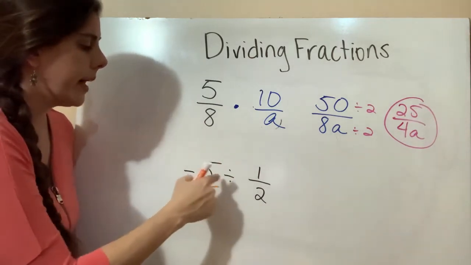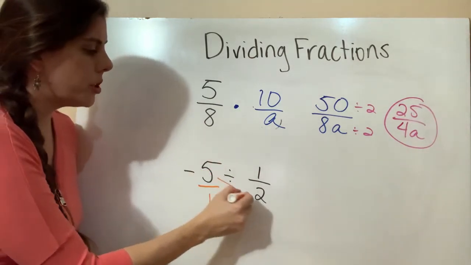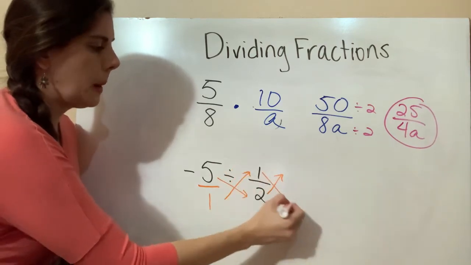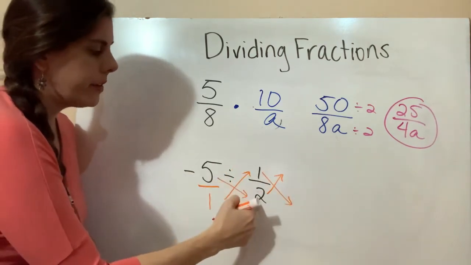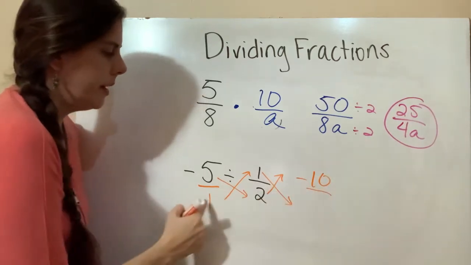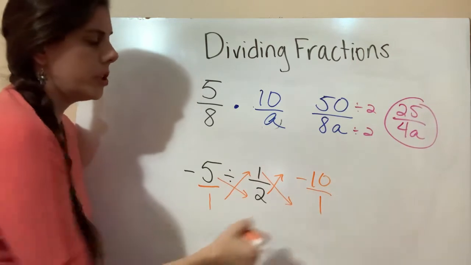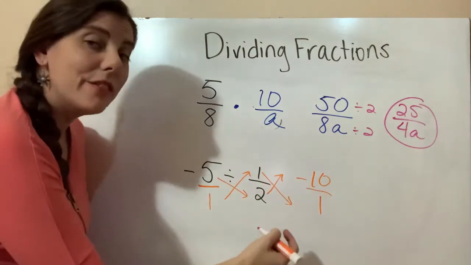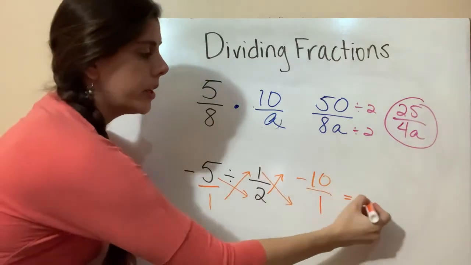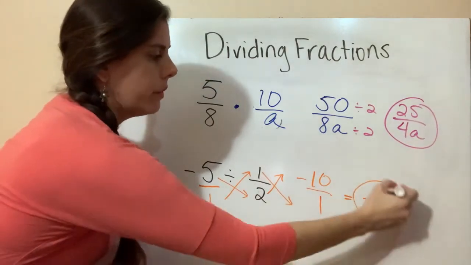So we know that we're going to end up doing multiplication, so I'm going to go ahead and just do cross multiply for this one just to demonstrate. So negative 5 times 2 is going to be a negative 10, and then 1 times 1 just equals 1. A negative 10 divided by 1, or negative 10 over 1, just equals a negative 10.